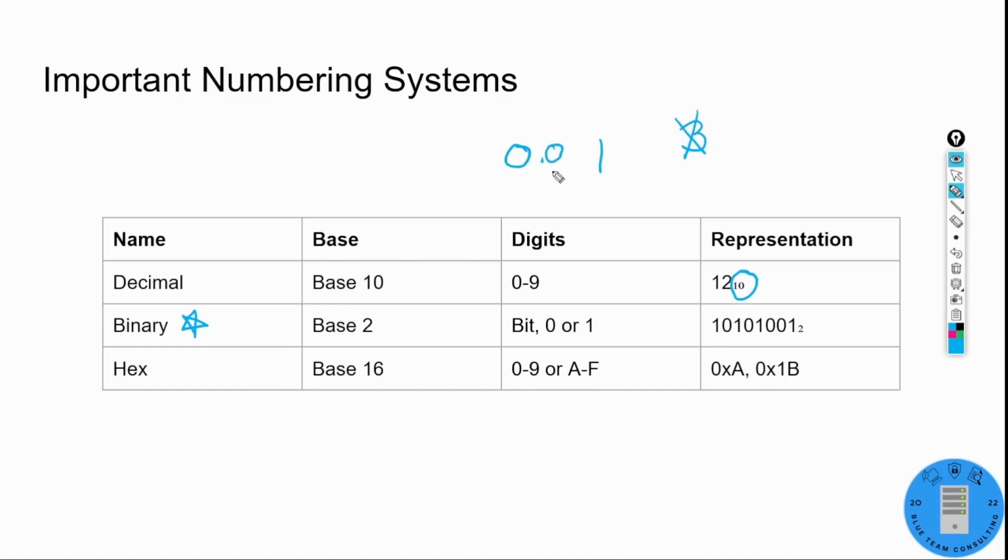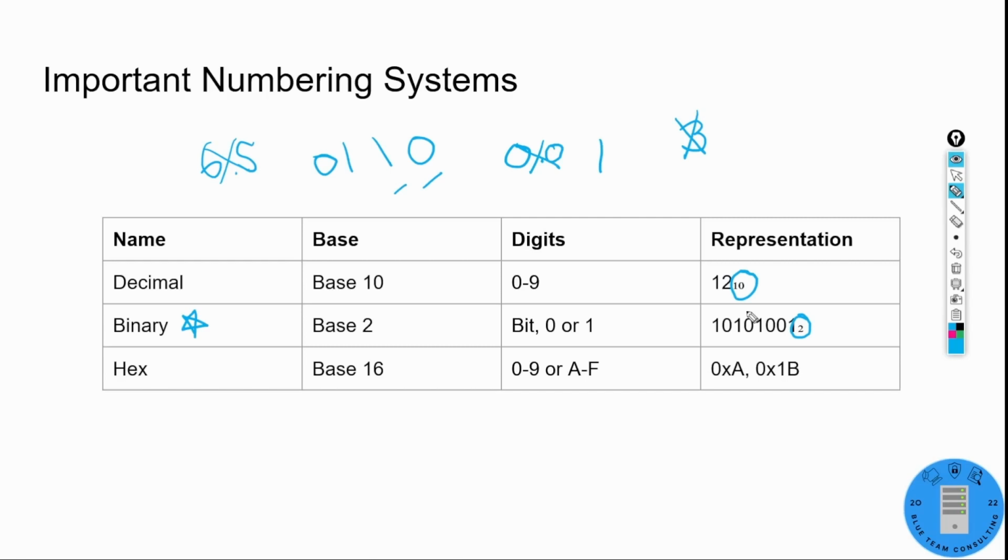Is 0.0 a bit? No. Is this a bit? Yes. This is a bit. This is a bit. This is a bit. 6.5, not a bit. So a bit, just remember, it's only a 1 or a 0. And this is 1 bit, this is a 2nd bit, a 3rd bit, 4th bit, so on and so forth. And the base notation, without having to write it, is going to be base 2.